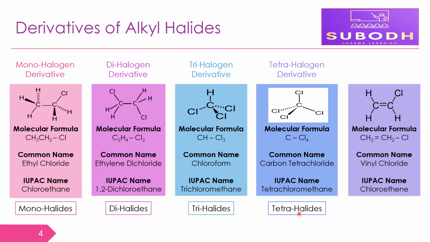If the halogen atom is attached to an unsaturated hydrocarbon group, that is, the compounds containing double or triple bond, then these compounds are called unsaturated halides. For example, vinyl chloride having IUPAC name chloroethene. In this, the chlorine atom is attached to an unsaturated carbon atom of alkene.